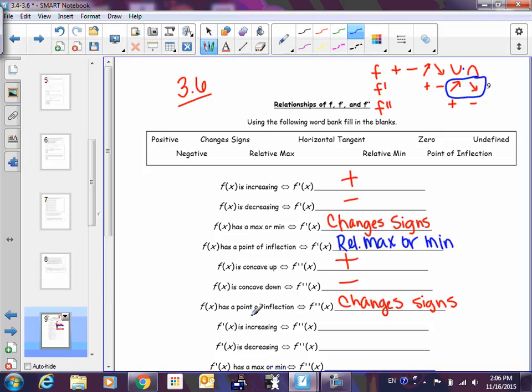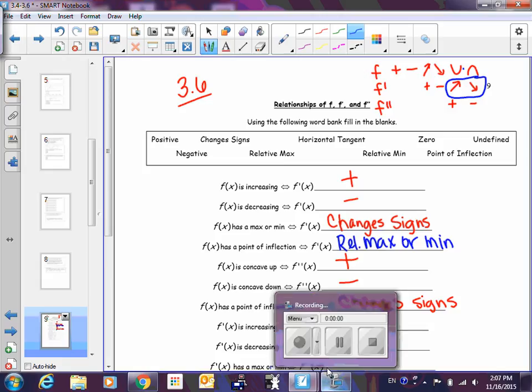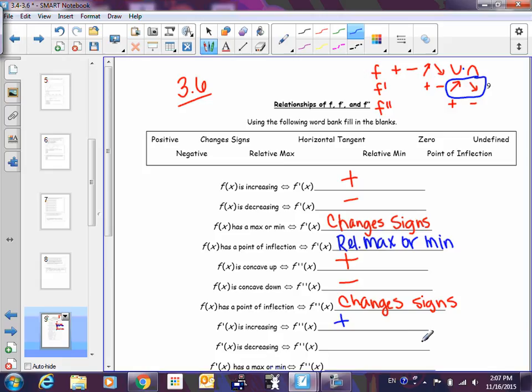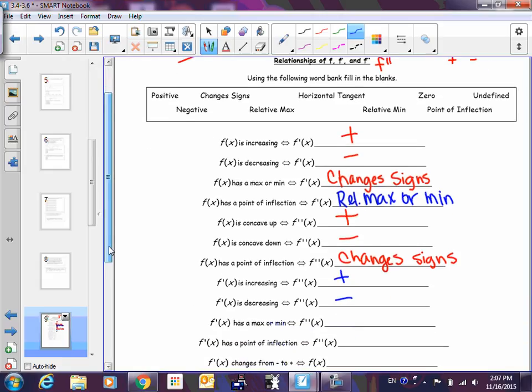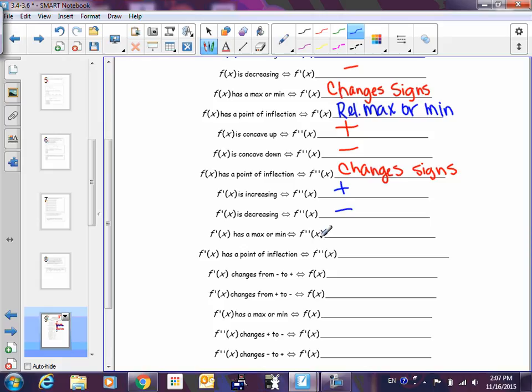Okay, what about when F prime is increasing? So this is another reason why the chart may help. When F prime, don't go to positive, go to increasing. When F prime is increasing, F is concave up and F double prime is positive. And so this says F double prime, so I'm going to put a plus there. So we use the chart when it's not as intuitive. So what do you think should go in the next blank? Yeah, negative. When F prime is decreasing, that's technically F is concave down, but what F double prime is doing is being negative.